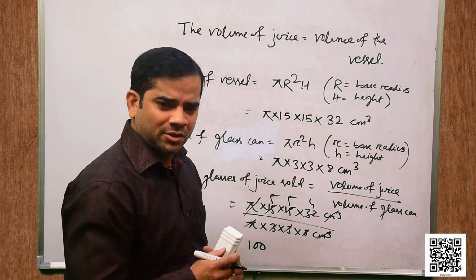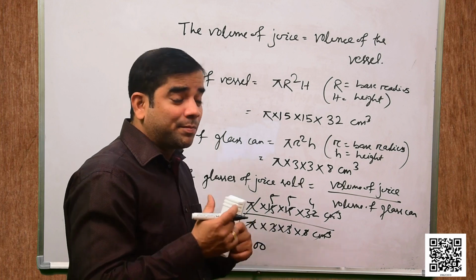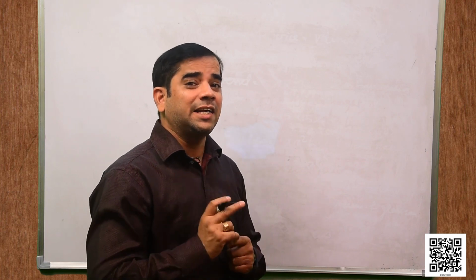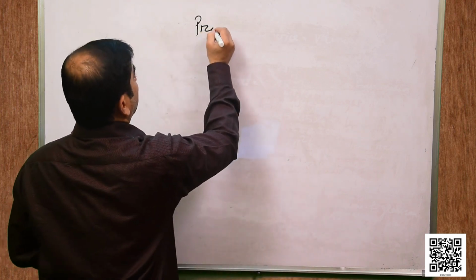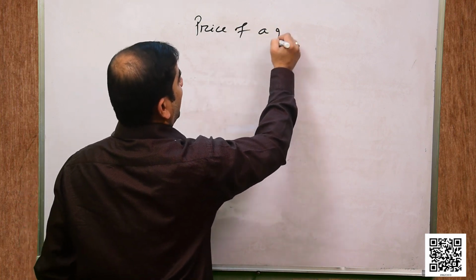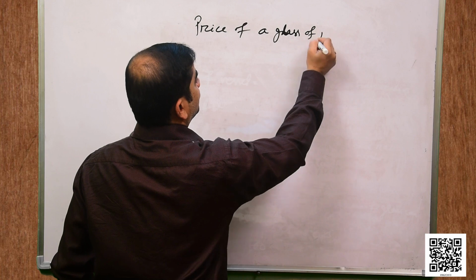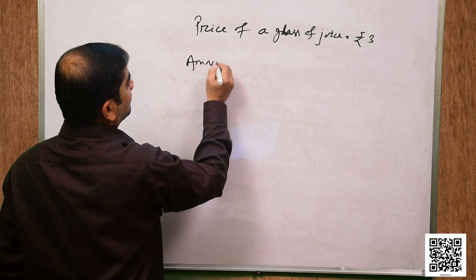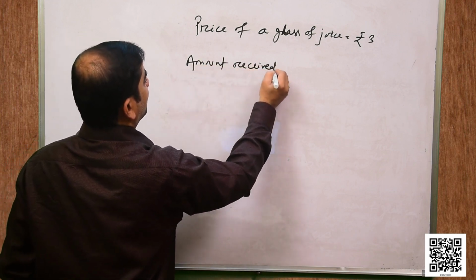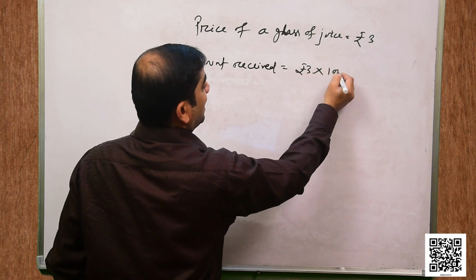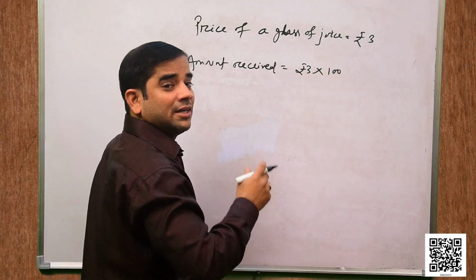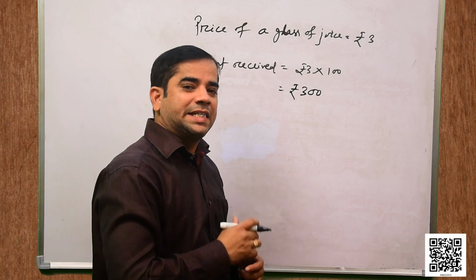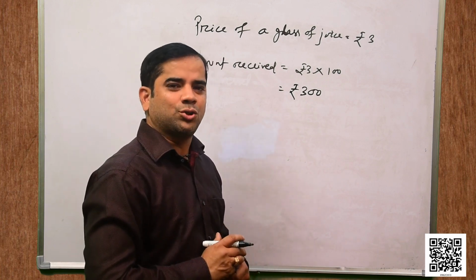So what is the money that is received by the stall keeper? Let us find it out. Price of a glass of juice is given as rupees 3. So price of a glass of juice is equal to rupees 3 and amount received will be rupees 3 into 100, because 100 glasses of juice were sold. So that is rupees 300. So this much amount will be received by the stall keeper. Hope you understand the solution.